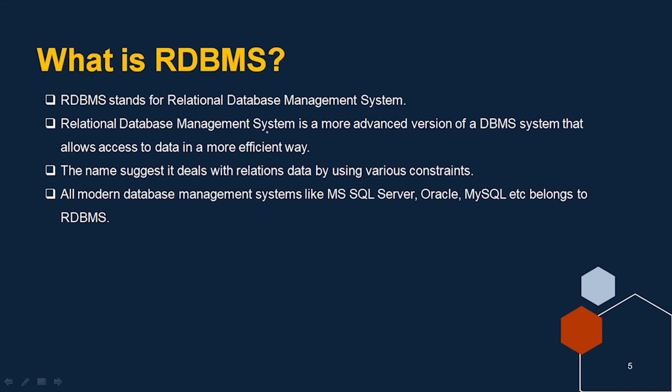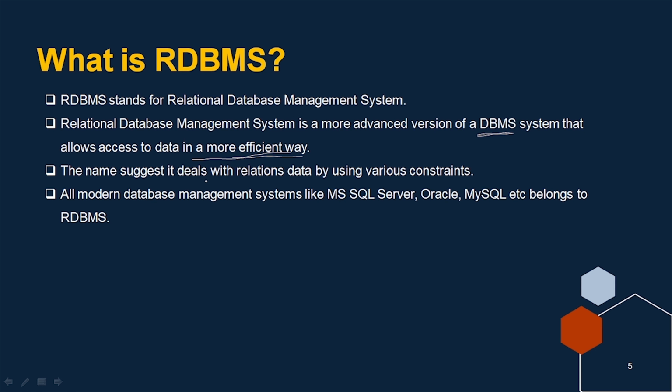Relational Database Management System is a more advanced version of DBMS that allows us to access the data in a more efficient way. Earlier we used DBMS, but RDBMS is more advanced as compared to DBMS because the data access is more efficient. In DBMS the data are stored in file format, but in RDBMS the data are stored in tabular format. So due to that we get a more efficient way to access the data.